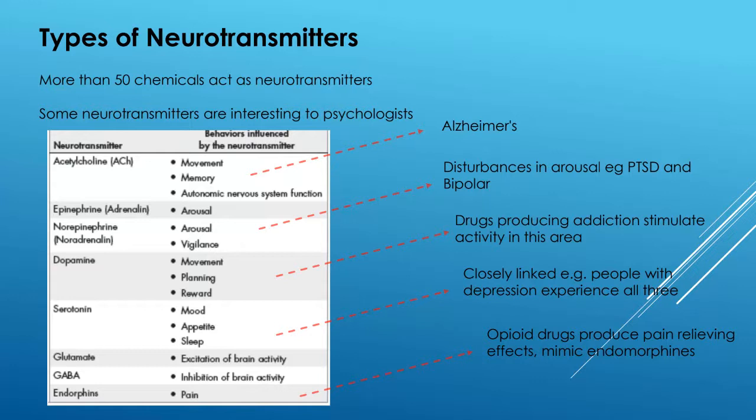Dopamine is responsible for making sure our body can move. It's for planning, it's for reward. So if we take drugs, for example cocaine, it produces an addiction and it stimulates activity in the area of dopamine. Serotonin is responsible for our mood, for our happiness. So we need a lot of serotonin in our body to be happy. And so if you're on an antidepressant, your antidepressant will increase the serotonin in your body to make sure that you're happy and you start to overcome those depressed moods.